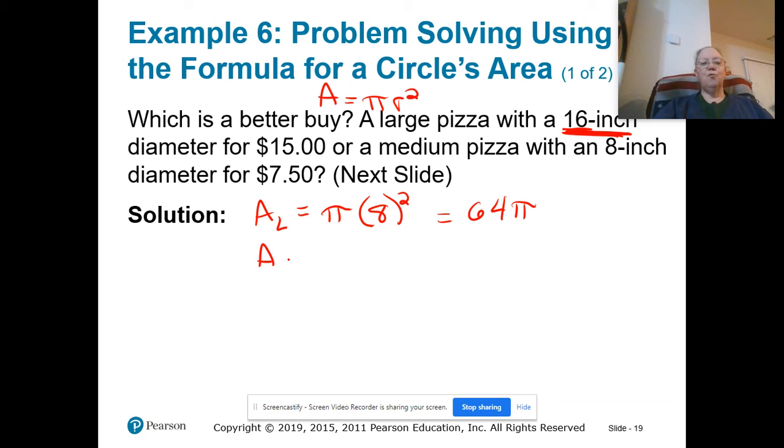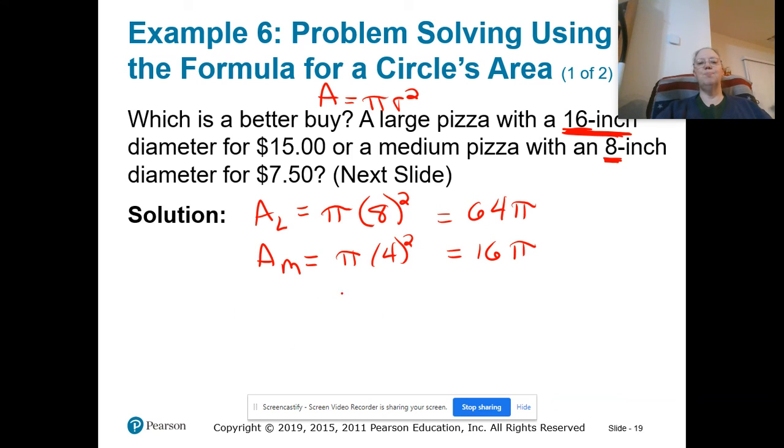Now the area for the medium pizza is going to be the same formula, pi times the radius squared. This is 8-inch. It's a small medium, but anyway. 8-inch is the diameter, so half of the diameter would be 4. That's my radius. So 4 times 4 is 16 pi. Okay. All right, so this is the area of the large pizza. This is the area of the medium pizza.